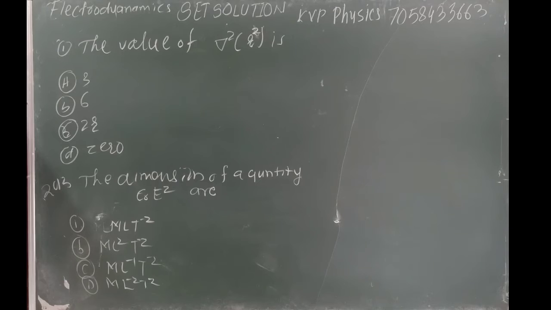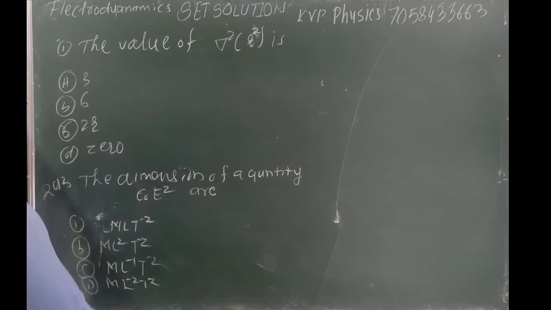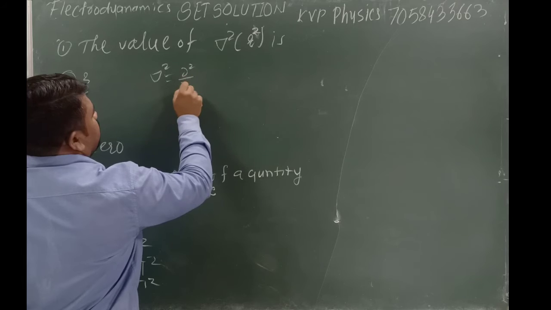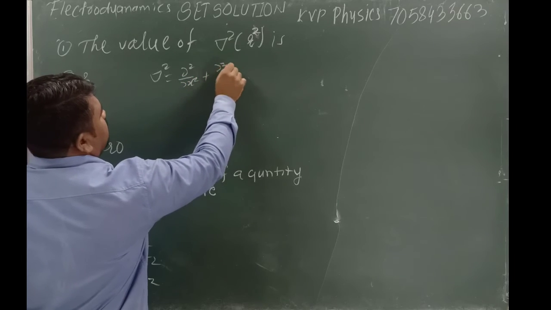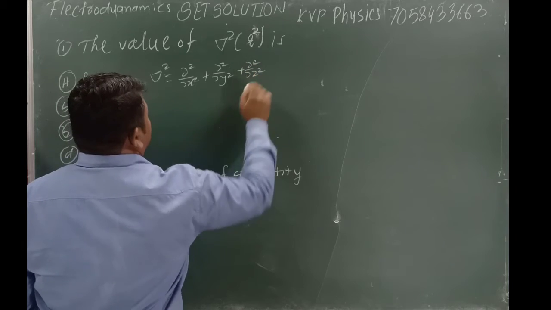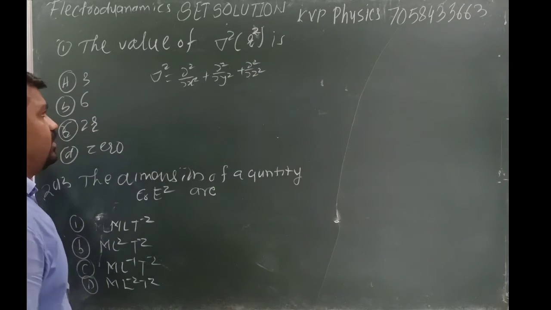Next problem. The value of del square r square. We know that del square is equal to how much? Del square is equal to del square upon del x square plus del square upon del y square plus del square upon del z square. This is the value of del square.